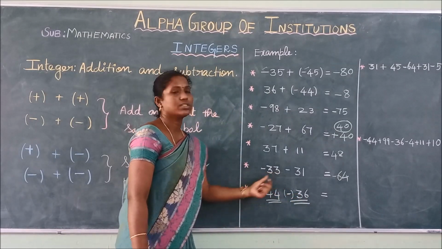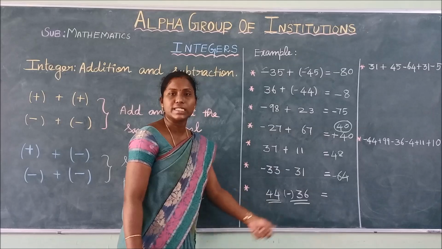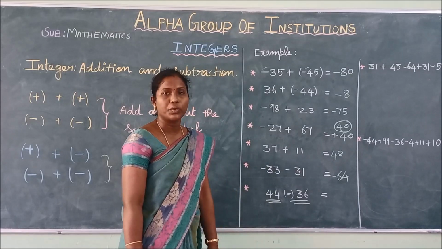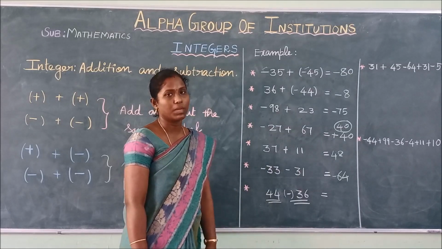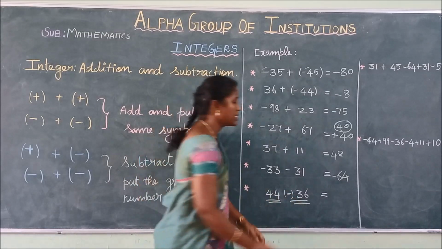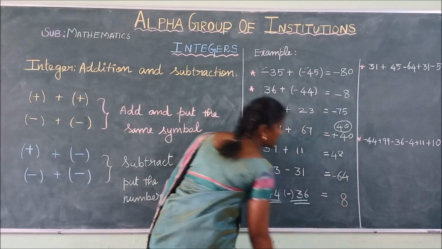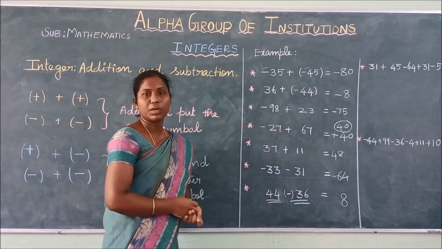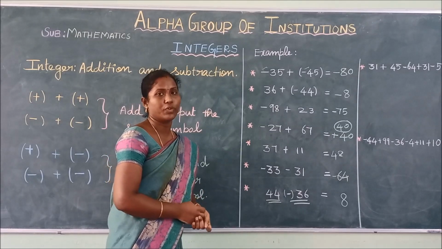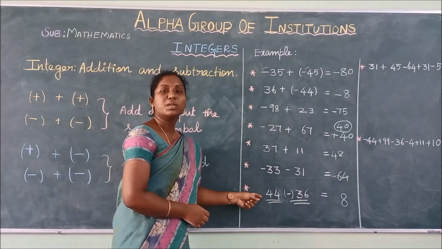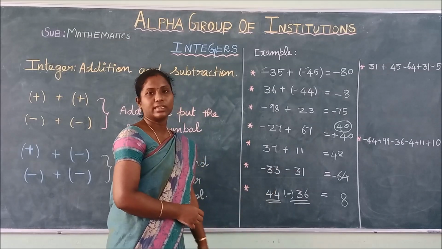The first example we saw was based on the same sign; here it is a different sign. Different sign means what do we have to do? Subtract and put the greater number's sign. So 44 minus 36, what is the answer here? 8. 44 minus 36 is 8. Which is the greater number here, 44 or 36? 44. 44 has the symbol plus, so that is plus 8.